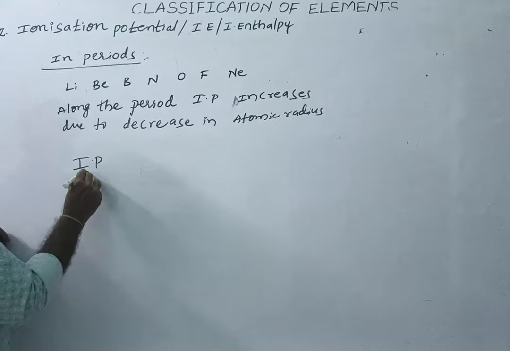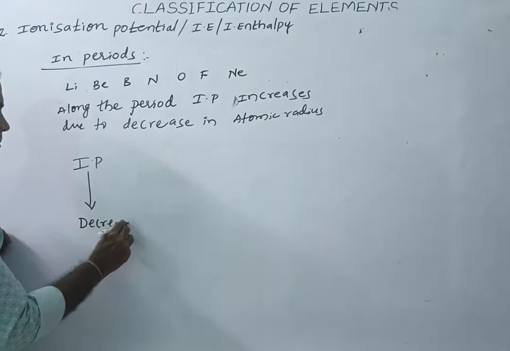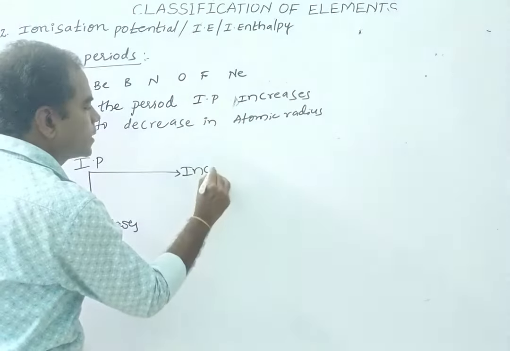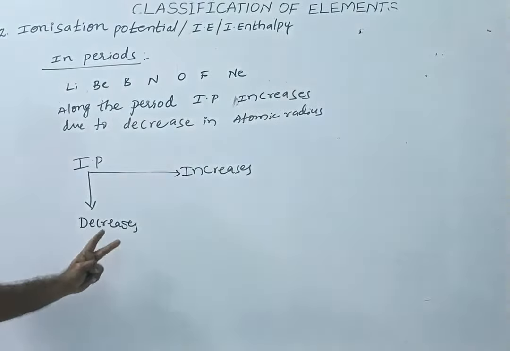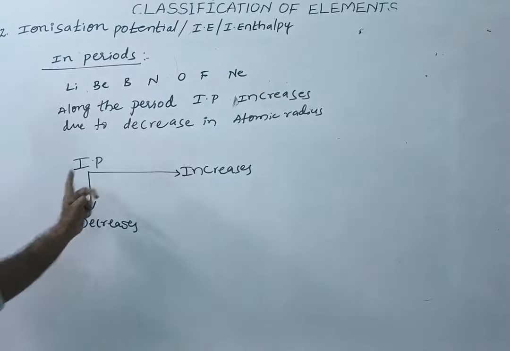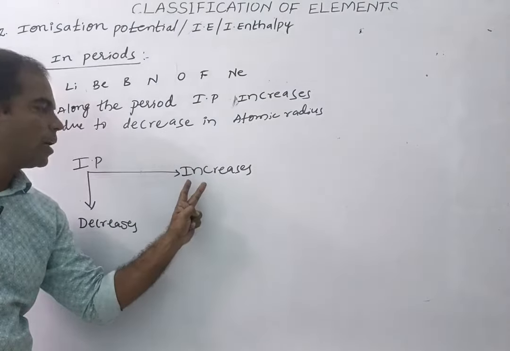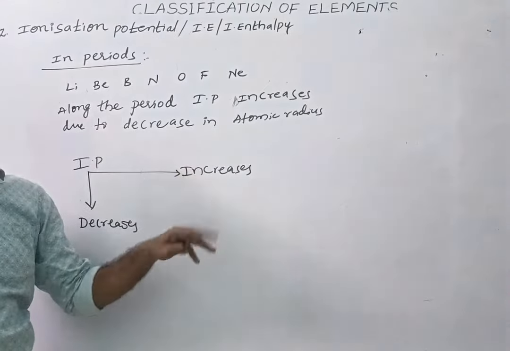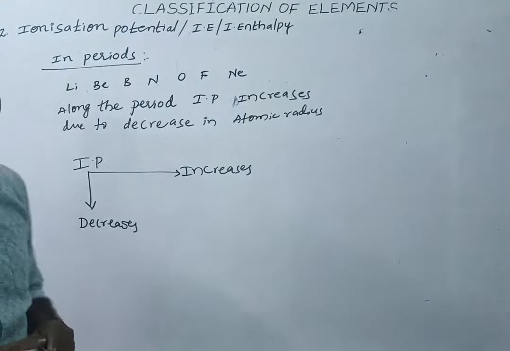Ionization potential property. Down the group, what happened? Decreases. Whereas left to right, increases. What is the reason behind it? The reason is, down the group decrease means atomic radius increases. Left to right ionization potential increase, what is the reason? The reason is atomic radius decreases. Hence ionization potential increases. Right? Next.